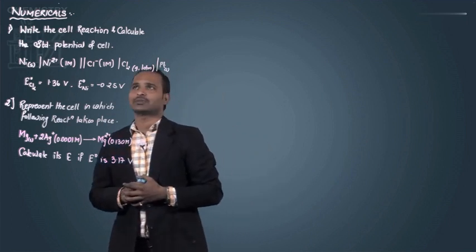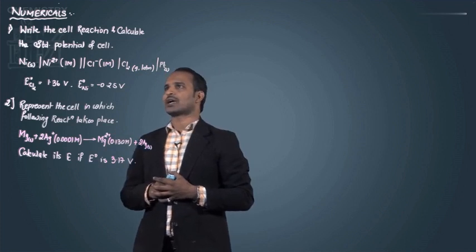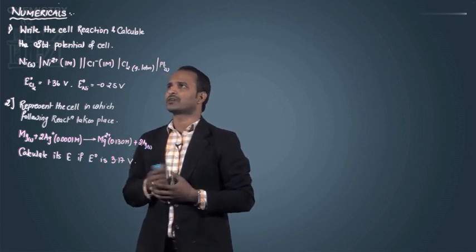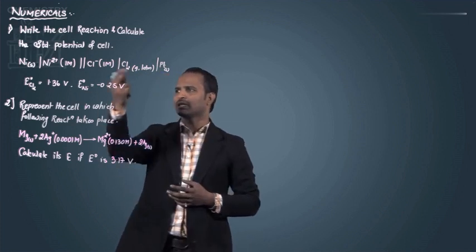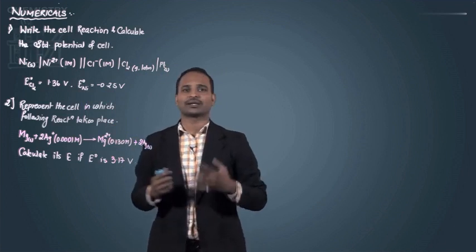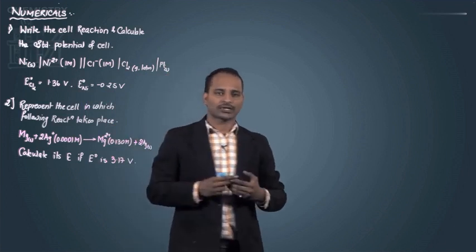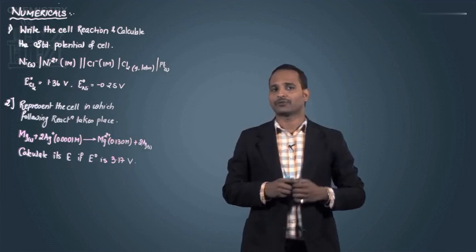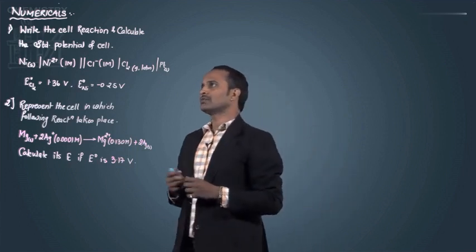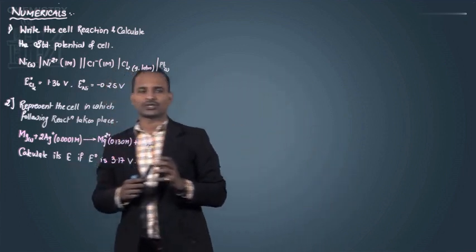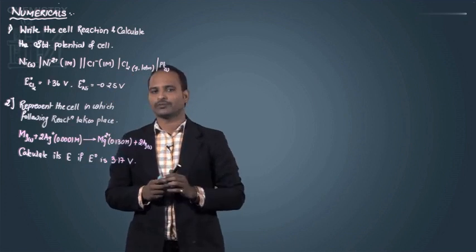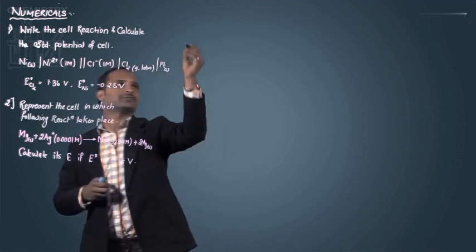So question number 1: write the cell reaction and calculate the standard potential of the cell. The cell is given and we have to write the reaction. Cell reaction means first you write the reaction on the anode, then the cathode, and finally the cell reaction. Then we have to calculate the standard potential, that means E naught. So let's start with the first numerical.